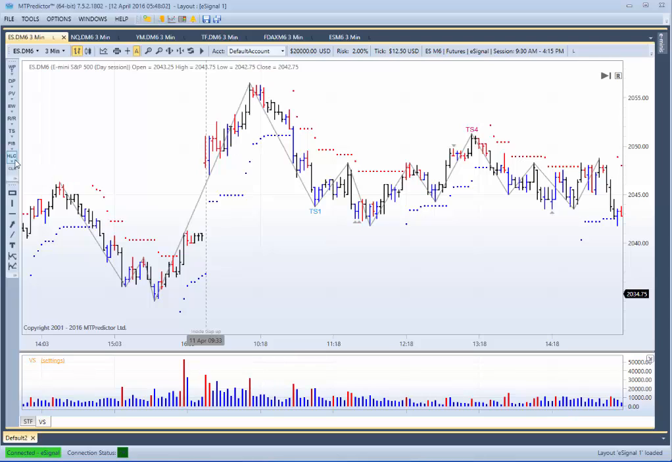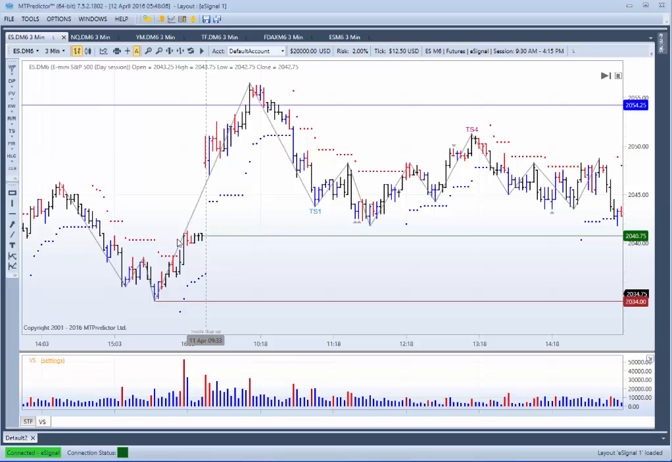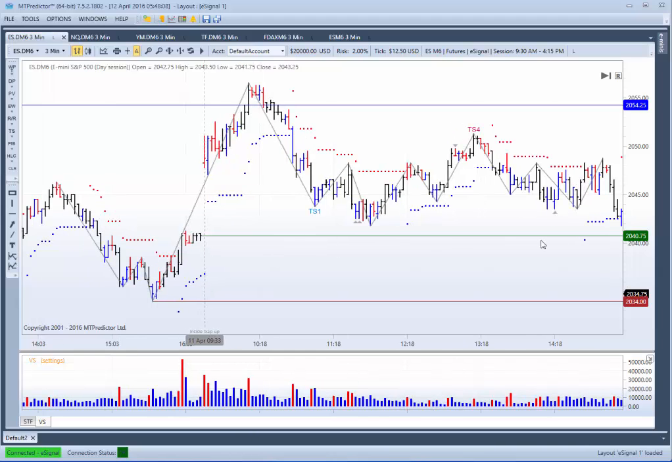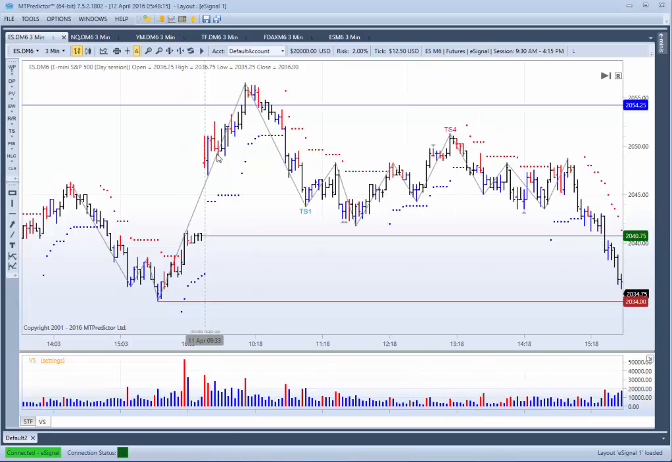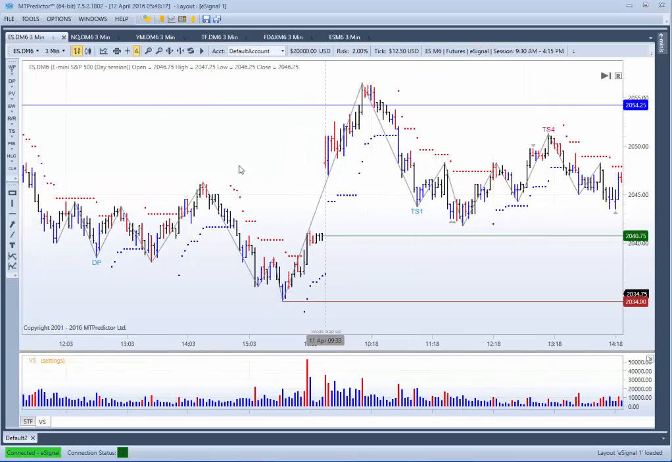And this means that inside gaps tend to fill. In other words, if I show the previous day's high, low and close, it tends to go back to the previous day's close. So the question is, if you're looking to do a short trade, where do you want to do the short trade from? And this is where our tools in MTPredictor are really helpful.